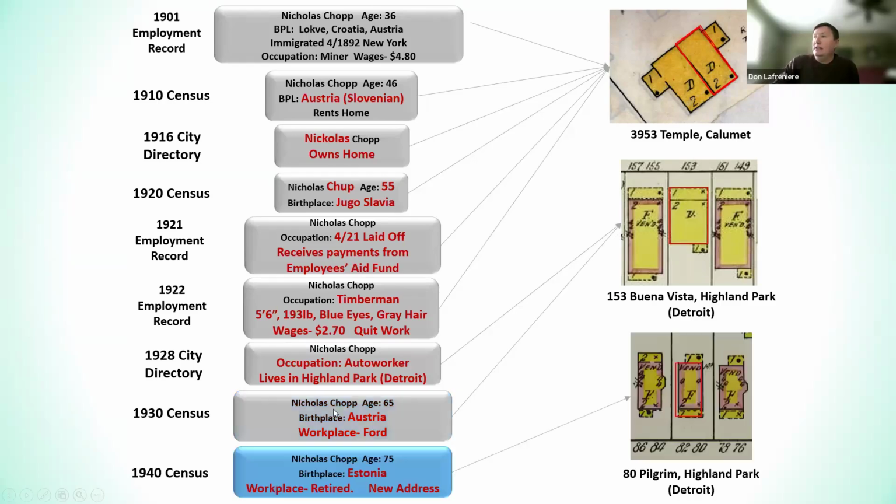By 1940, oddly, his birthplace is being listed as Estonia. Everything else tells us that it's the same person. He's now retired and he's at a new address in Highland Park on Pilgrim Street. Okay. And so it's this diversity of sources that allow us to be able to follow an individual through time, fill in the gaps in the historical record that one source alone wouldn't be able to tell us, and also place them in our built-in social environments.